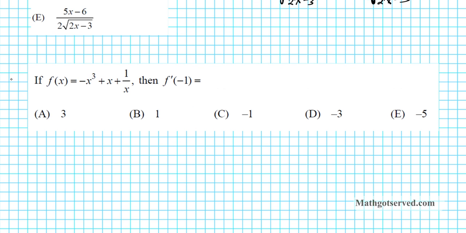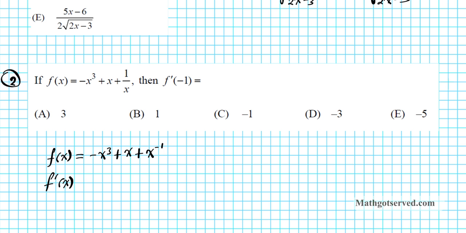For question 2, we're given a function f of x equals negative x to the third plus x plus 1 over x, and we're asked to find the derivative at x equals negative 1. Okay, so let's go ahead and rewrite this in a way that enables us to use the power rule for every single term. So we have f of x equals negative x to the third plus x to the negative 1. Okay, now let's differentiate this function.